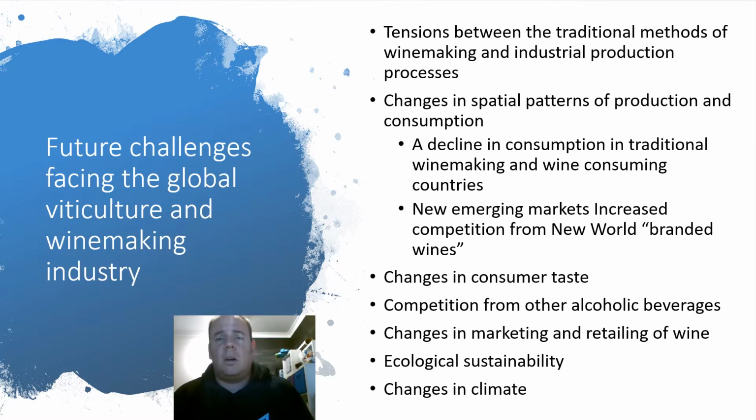Then you've got the biophysical interactions effect, ecological sustainability. How can we make sure that the wine that we produce on a large scale is still using sustainable methods of farming that allow the fields to be sustainable for the future? And then we've got changes in climate. Climate change is having a big effect on the wine industry. It changes where wine can be made and what types of wine can be made.